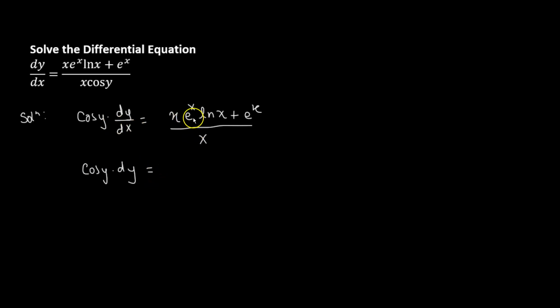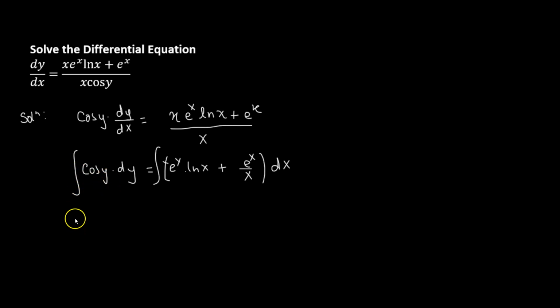So the first term will be e raised to the power of x times natural log of x. The x and x have cancelled out, plus e raised to the power of x divided by x, all multiplied to dx. So when you look at both sides, we'll see the coefficient of dy is entirely a function of y, and the coefficient of dx is purely a function of x. So that means we can integrate both sides.